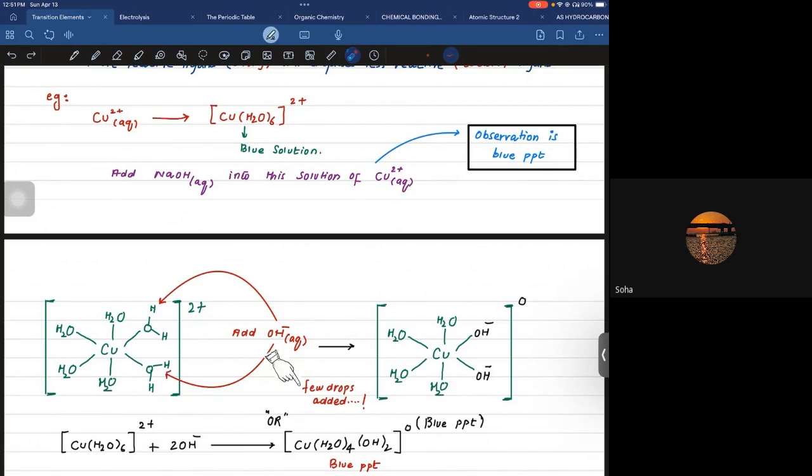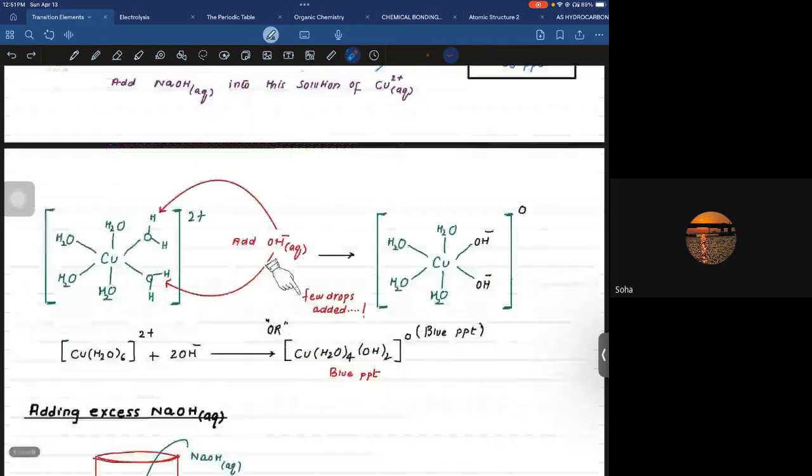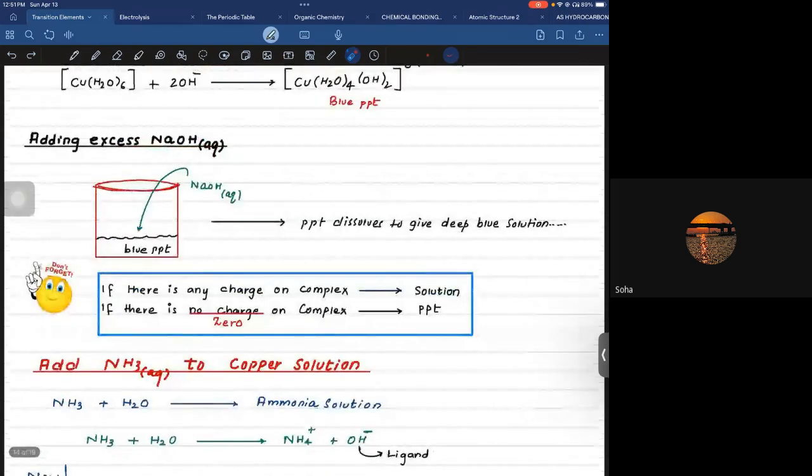And then he would be asking the color of the solution. It's a blue ppt, pale blue ppt. And then they are saying we are going to add excess sodium hydroxide. Then when you add excess sodium hydroxide, it would give you the deep blue solution. Then he would be asking to write down the formula.